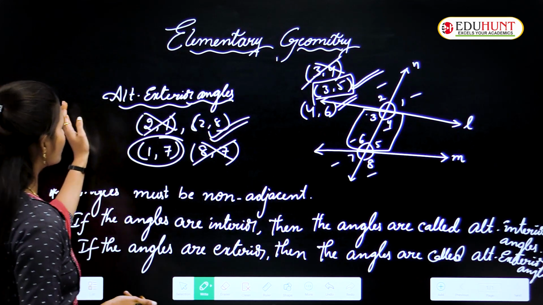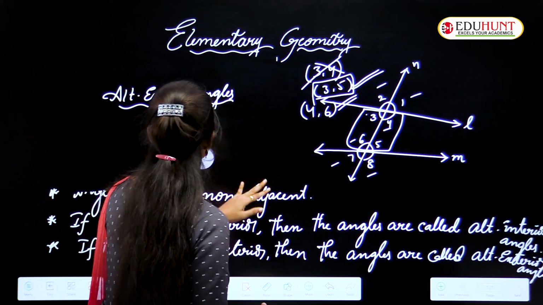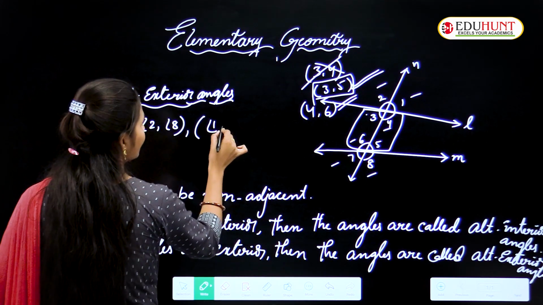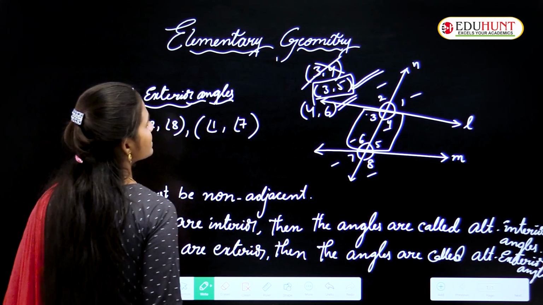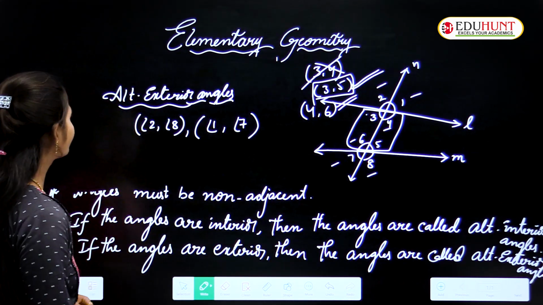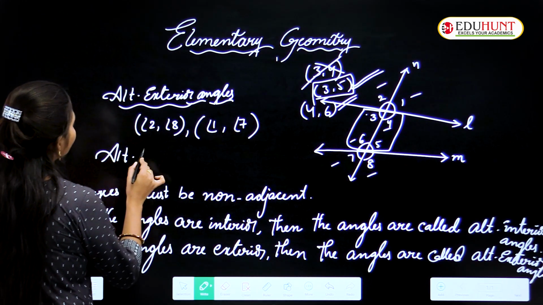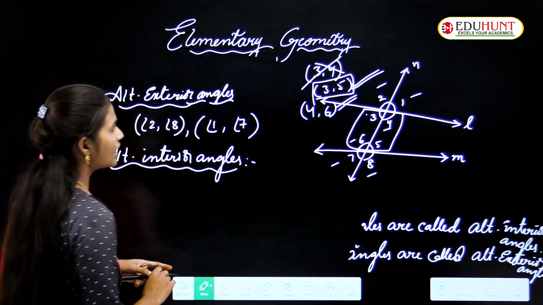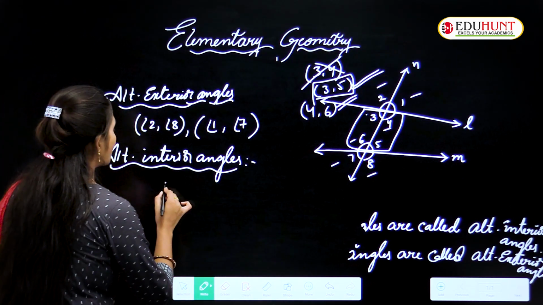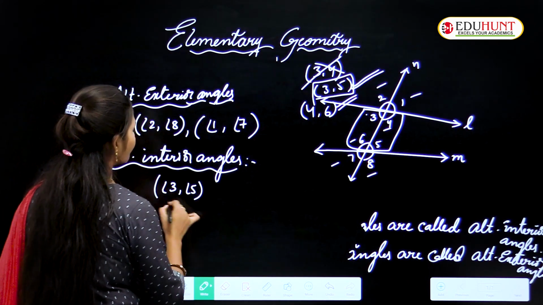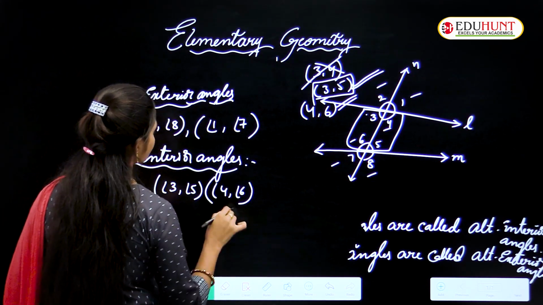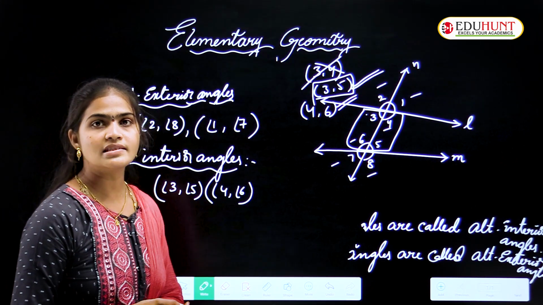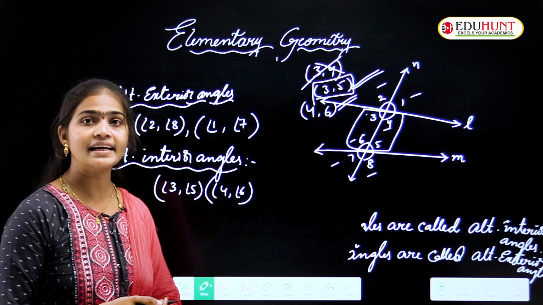So what are those angles here? Alternate exterior angles: angle 2, angle 8, and angle 1 and angle 7. This is the exterior angle pair. Alternate interior angle pairs: what are those? Angle 3, angle 5, and angle 4, angle 6. In total we have 4 pairs of alternate angles. So this is the classification of angles made by a transversal.